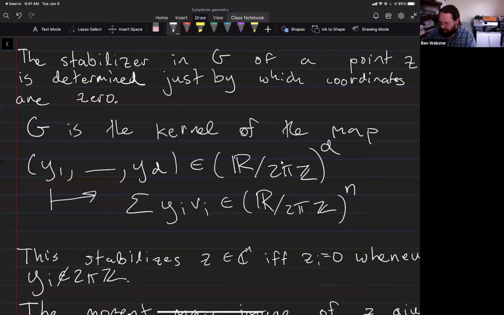Right, so I'm using here that vi is in Z to the n. So you have to be a little bit careful here, right? These yi's, they're not actually well defined as real numbers. They're only classes mod 2 pi Z, but because it's okay to multiply one of those by an integer, it ends up being well defined.